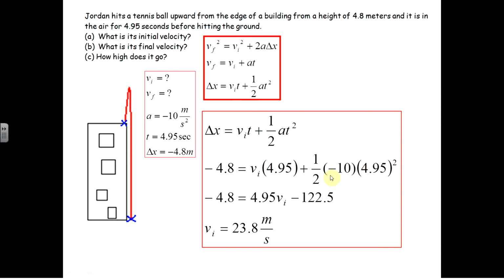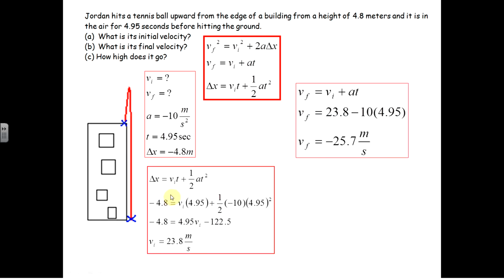Be careful doing your algebra. This ends up being a negative number. This is a negative number. When you solve for VIT, take your time, check. You should get 23.8 meters per second if you do a good job with that. So now we know the initial velocity just as it's leaving. Let's attack the final velocity now. And that's easy to do now with this equation.